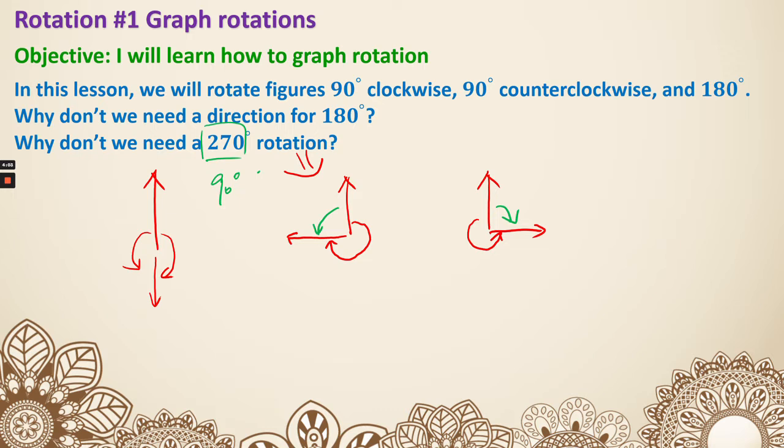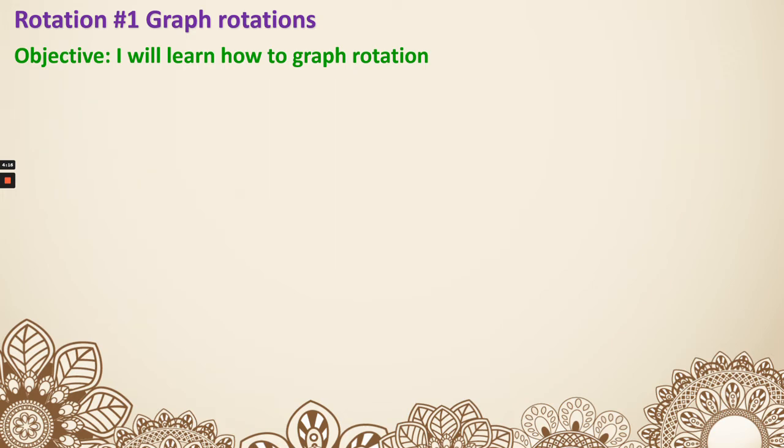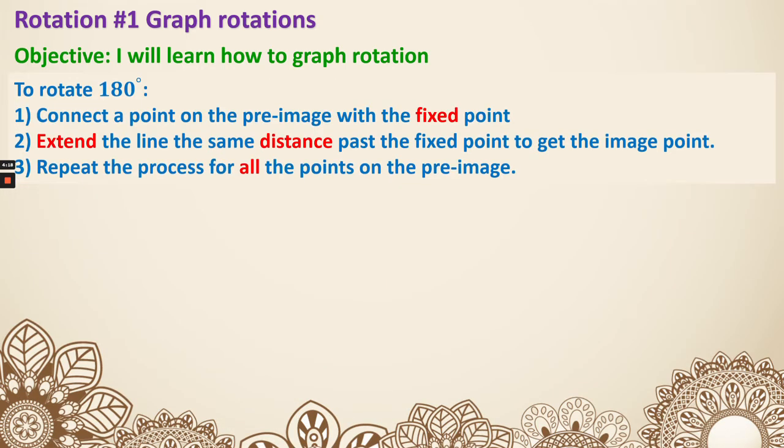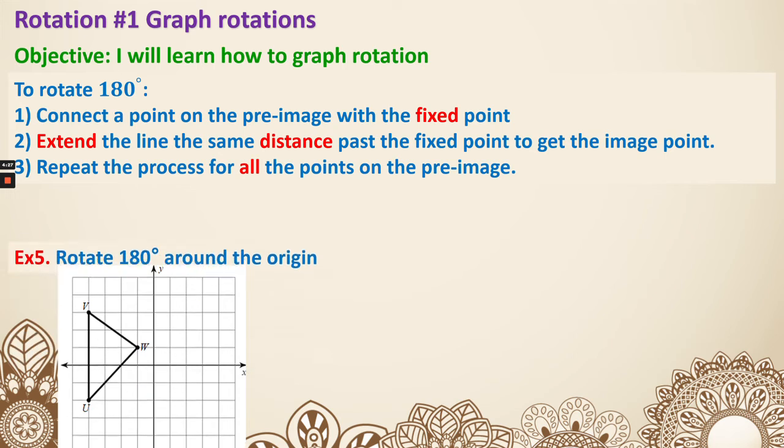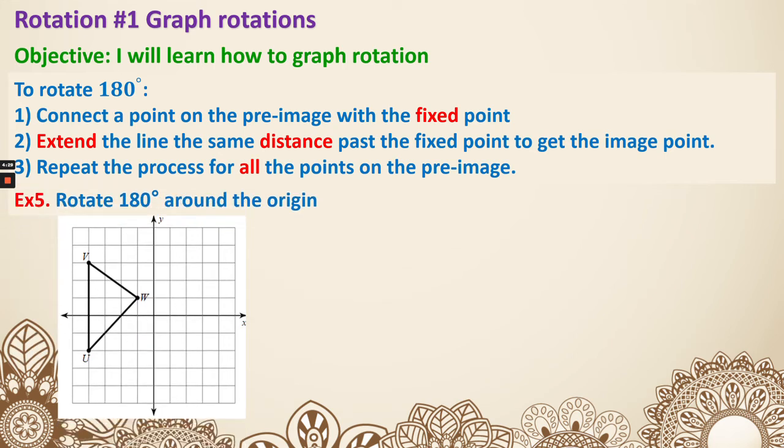Now, in your notes, you may see 90 degree rotation next, but we are actually gonna flip the page and talk about the 180 degree rotation first, since that is easier than 90 degree. So let's go ahead and have a look at the 180 degree rotation. To rotate 180 degrees, first step, you are going to connect a point on the pre-image with the fixed point. So let's actually try to do that in example 5.